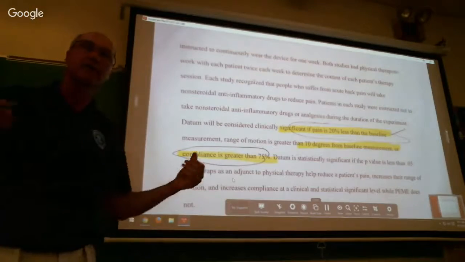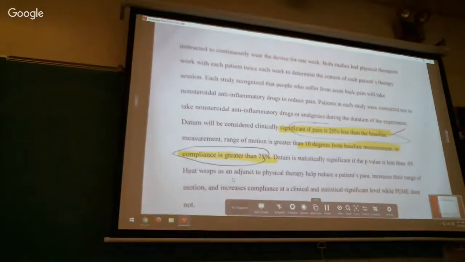All right, so take a look at the variables in here, right? You've got physical therapy going on. You've got patients taking NSAIDs, right? So now, more than ever, the stats are going to become vital to your conversation, because the stats are going to be able to clarify whether it was the heat wrap or the electrical stimulation that caused the outcome, right? And if the stats aren't there, you've got nothing.